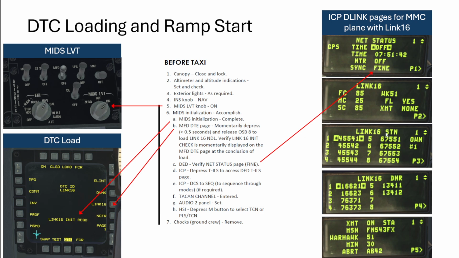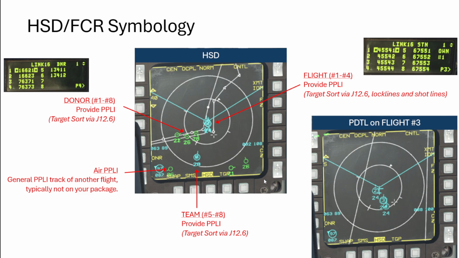Track numbers, Link 16, this is your flight, guys. You can only point yourself here. This is the team. They cannot be repeated. The donors, 8 places, and so on. Okay, let's go to the symbology. So some things that we did, and then what's going to change for the next version.